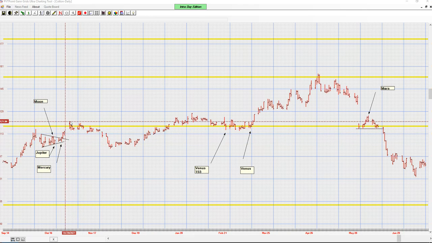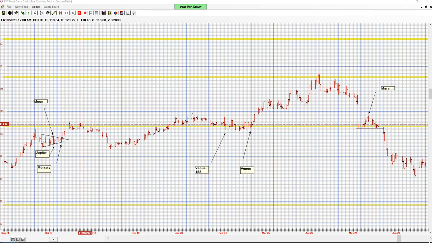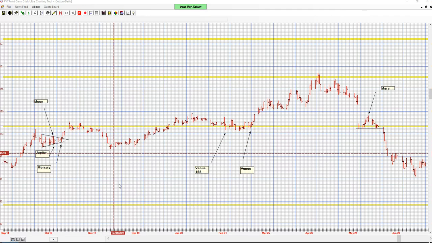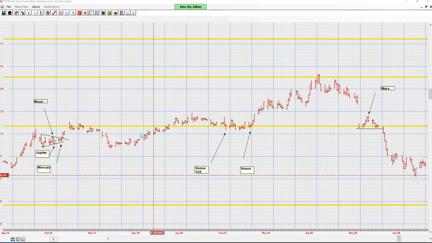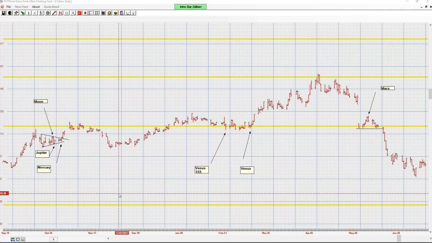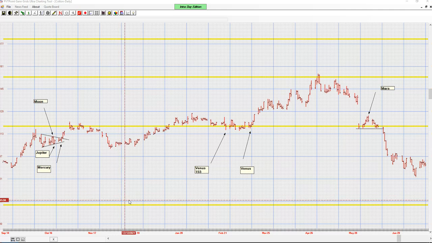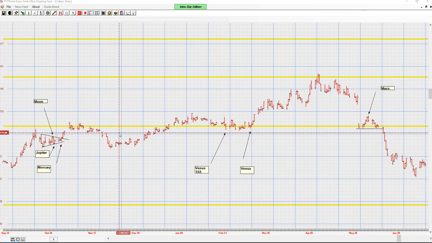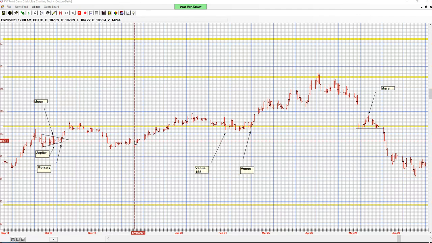So now you can see that we got resistance there, resistance there. The market traded between these two levels. Here's a hint. You can also use the ratios to create an octave between these levels. I'm not going to show that here, but that can be done.